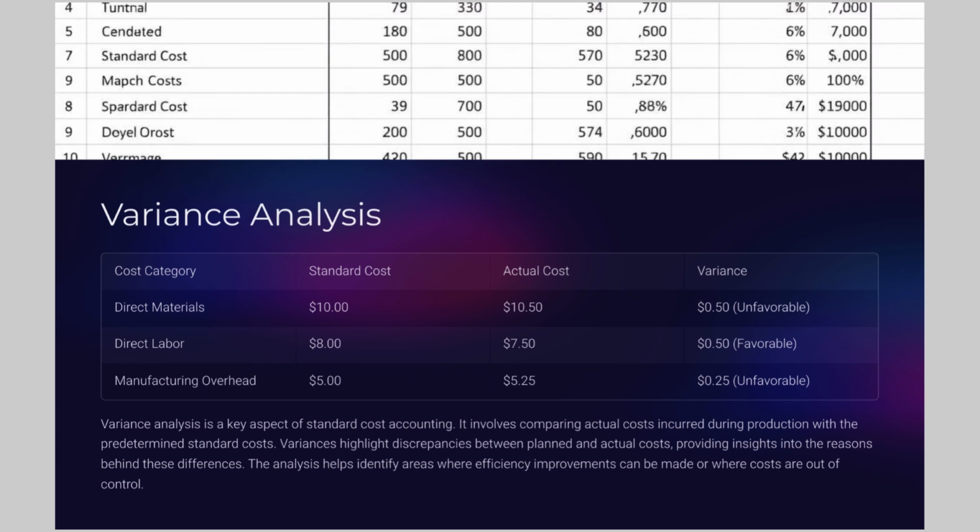Variance analysis. Cost category, standard cost, actual cost, variance. Direct materials: $10, $10.50, $0.50 unfavorable. Direct labor: $8, $7.50, $0.50 favorable. Manufacturing overhead: $5, $5.25, $0.25 unfavorable. Variance analysis is a key aspect of standard cost accounting. It involves comparing actual costs incurred during production with the predetermined standard costs. Variances highlight discrepancies between planned and actual costs, providing insights into the reasons behind these differences. The analysis helps identify areas where efficiency improvements can be made or where costs are out of control.